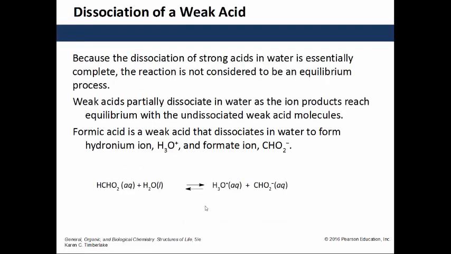When a strong acid dissociates or breaks down in water, it is essentially a completed process. There's nothing left to do. So this is not considered to be an equilibrium process. But weak acids only partially dissociate. An example you're given here: formic acid being dissolved in water will give you hydronium ion and formate ion. Because remember, this is a weak acid. It will not fully break apart, so you'll still have mostly formic acid left over, with some hydronium ion produced and some formate ion produced.